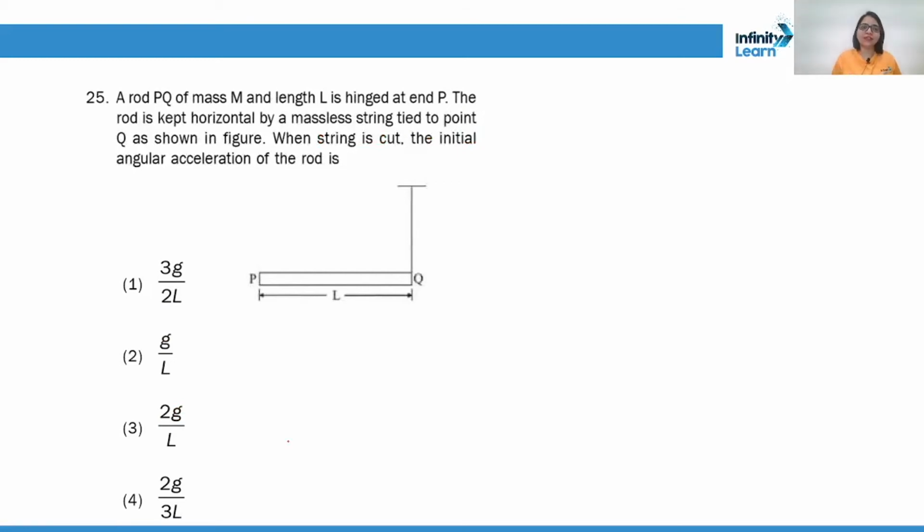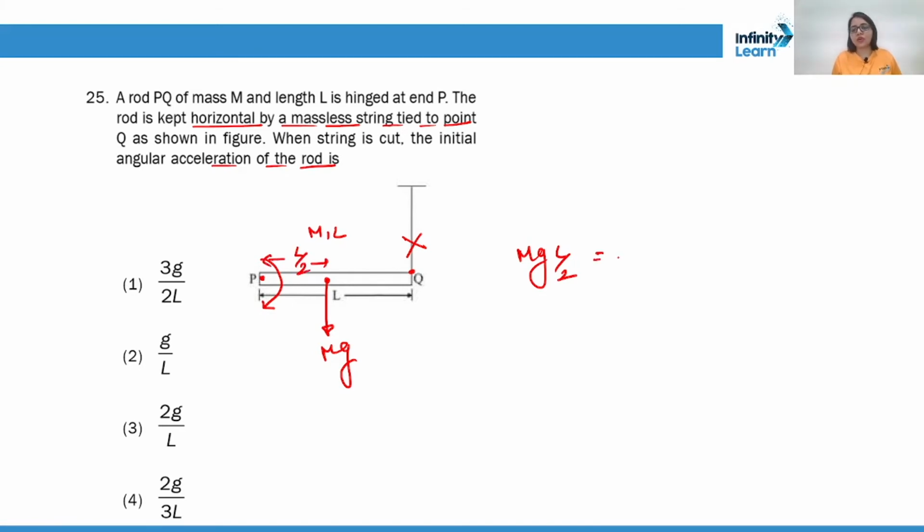Question number 25. A rod PQ of mass M and length L is hinged at point P. The rod is kept horizontal by a massless string tied to point Q as shown in the figure. When the string is cut, the initial angular acceleration of the rod is? When you cut the string, what will happen? This rod will rotate about this point P. Why? Because this mg will provide the initial torque. So the torque provided by mg will be mg into L/2. This separation will be L/2.